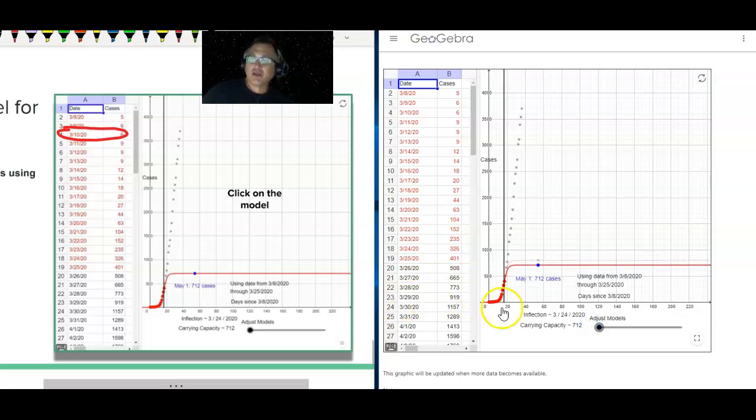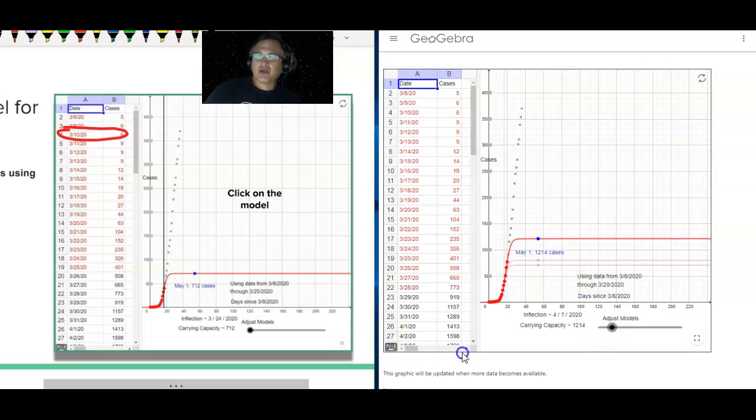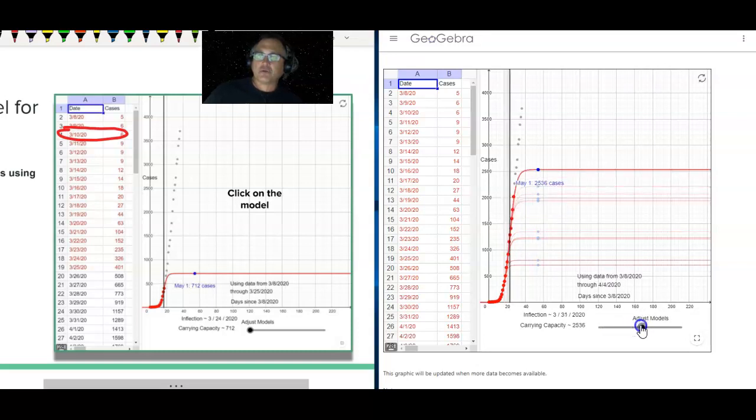So the date right here is March the 24th. If the point of inflection had occurred on March the 25th, then using this data, we could have predicted that there would have been 803 cases. So if you slide this all the way out, you'll see the point of inflection keeps changing. It gives you the date, and then it tells you about how many cases there would be based on that point of inflection.